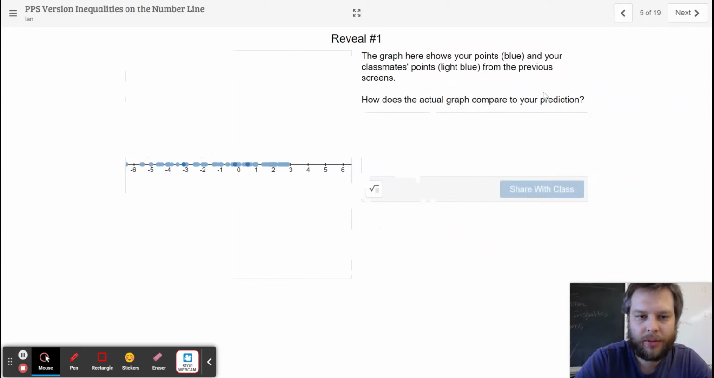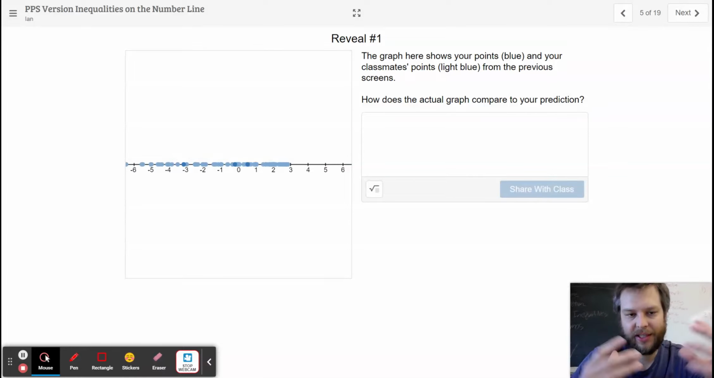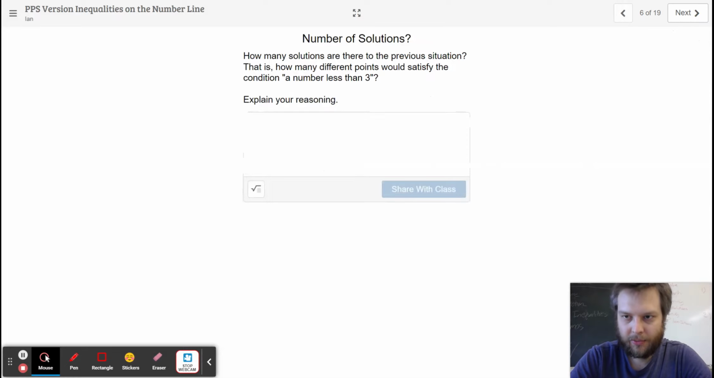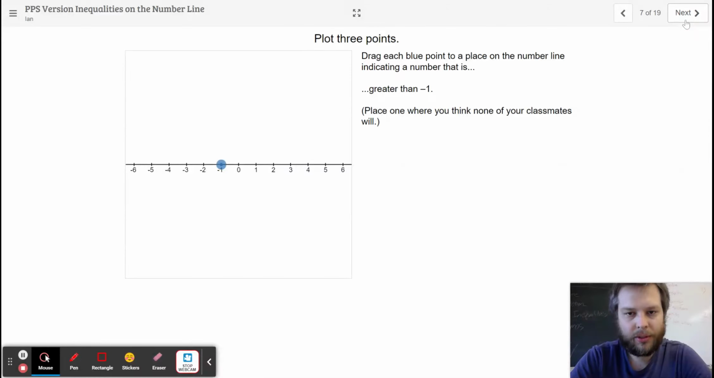Here's the big reveal. If we had more people in class doing this activity, they would fill in that number line more and more. There's an infinite number of solutions to the inequality. Just set that infinite number of solutions.